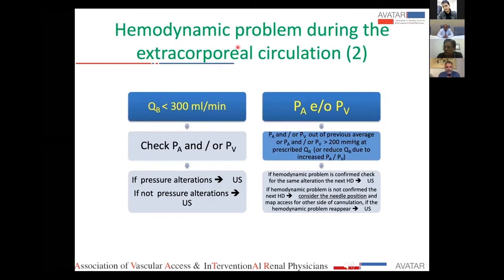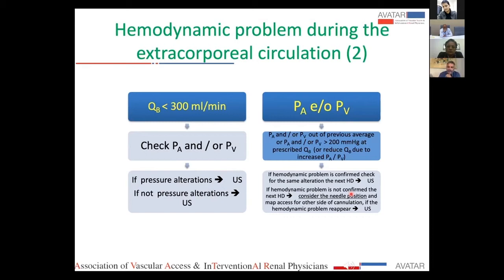During the extracorporeal circulation, we can identify some situations in which the blood flow is decreased. We have to immediately check the arterial and venous pressure, and we have to perform the ultrasound examination if we identify an alteration in the pressures. But we also suggest checking the vascular access with the ultrasound even if the pressures are good, because we can identify some problems related to acute complications of the vascular access and also to the needle position.